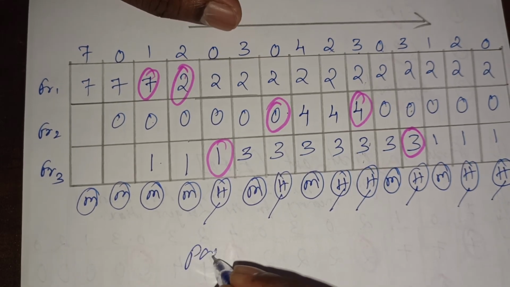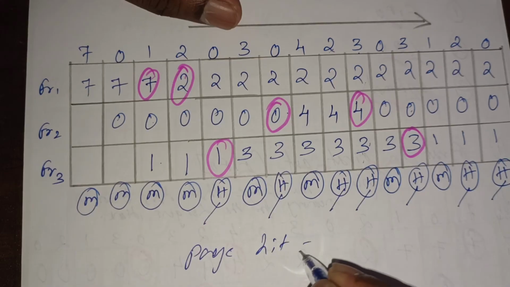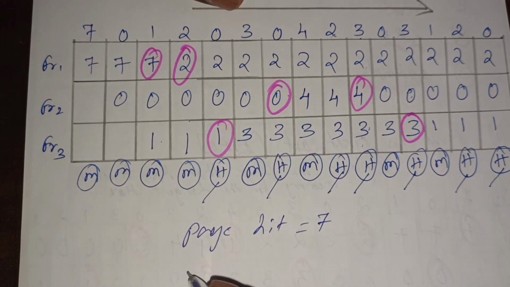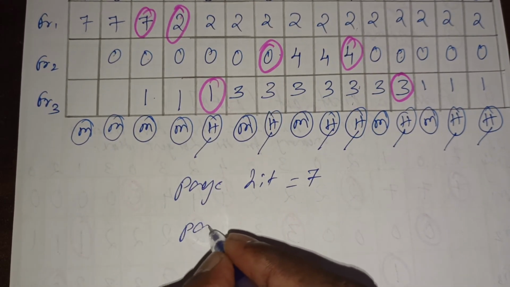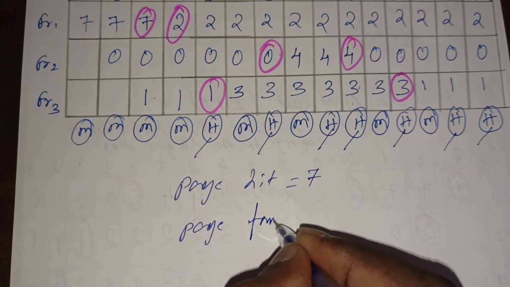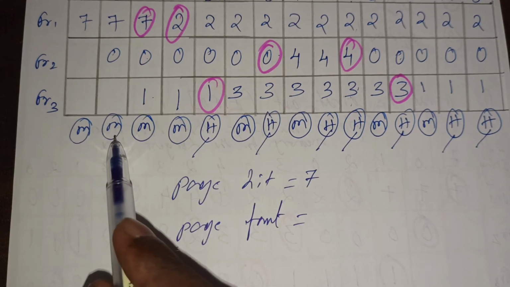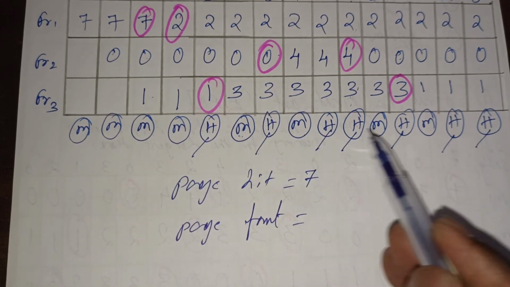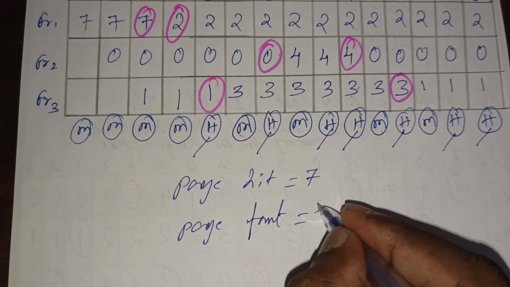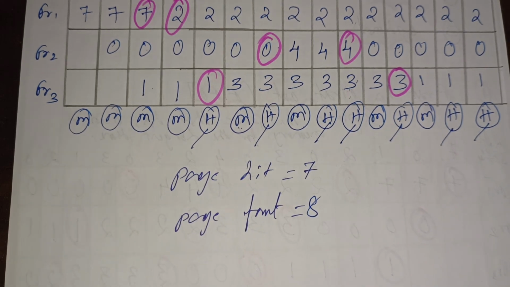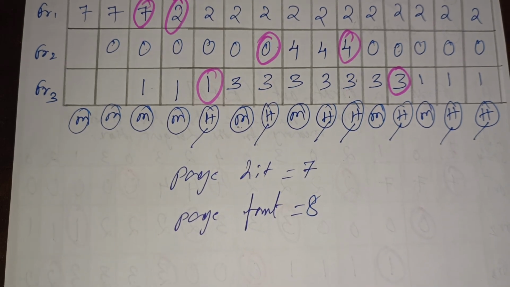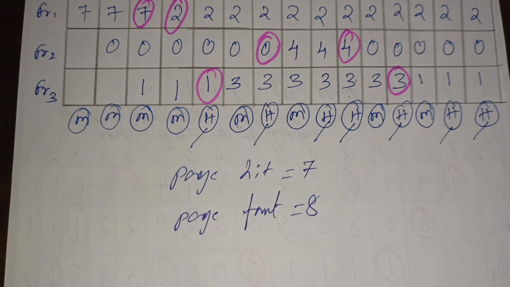So page hit is equal to 7. So let's calculate how many page faults. Page fault is equal to the number of misses. 1, 2, 3, 4, 5, 6, 7, 8. So totally 8. So we have 15 strings here, right? So we have totally 8 page faults, right?